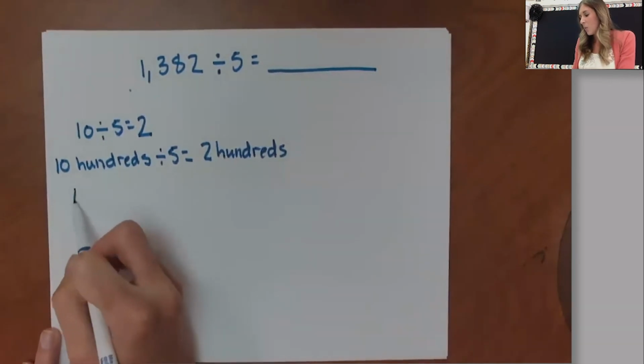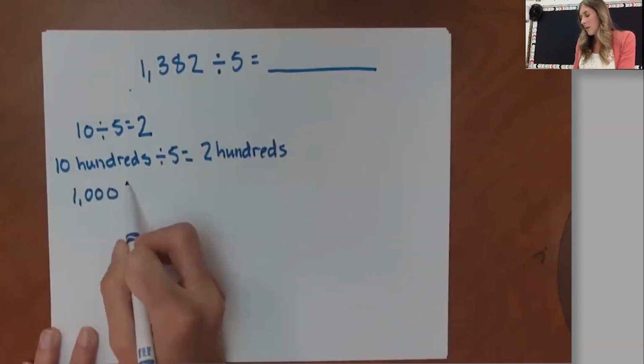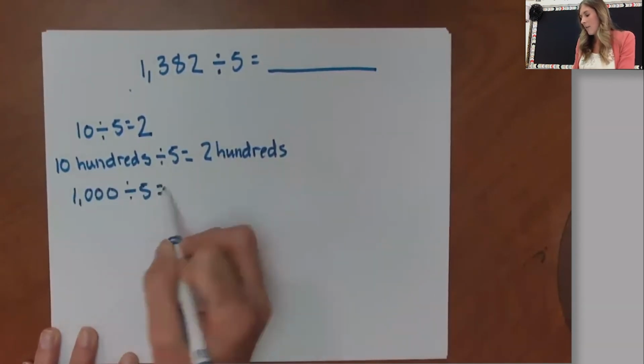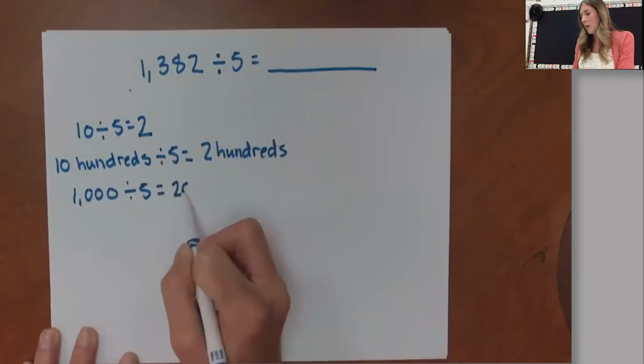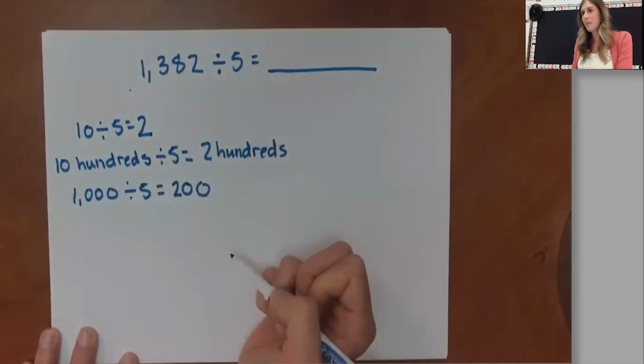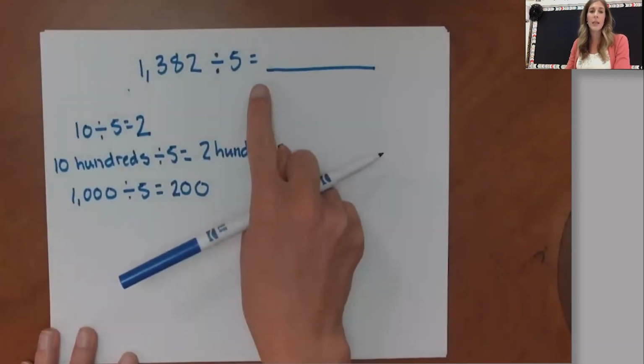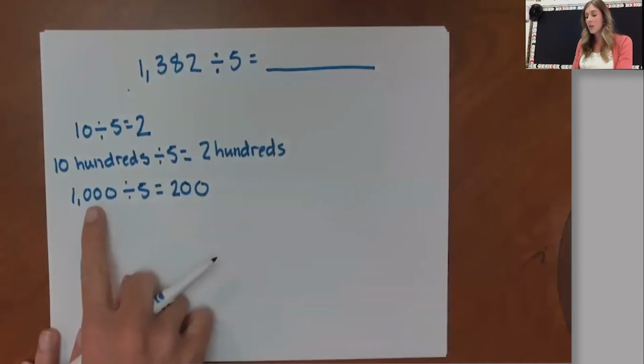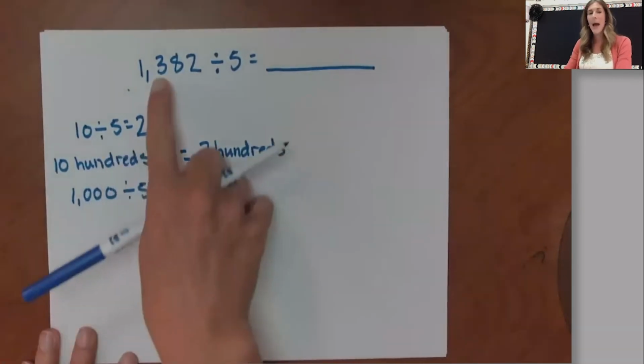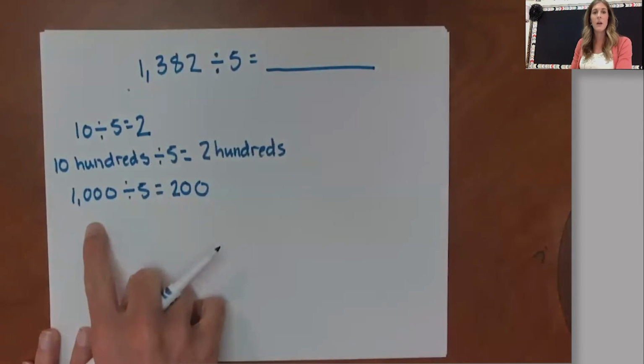So that means 1,000 divided by 5 would be 200. So 200 is one of my estimates for 1,382 divided by 5. I used 1,000 as my compatible number in my dividend. That's my compatible number that's slightly less.